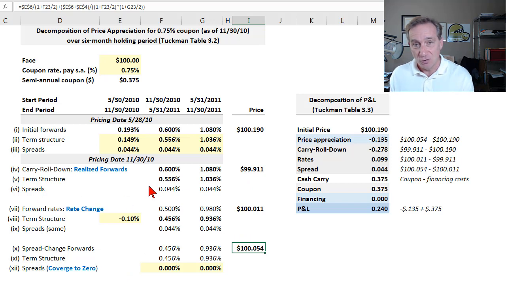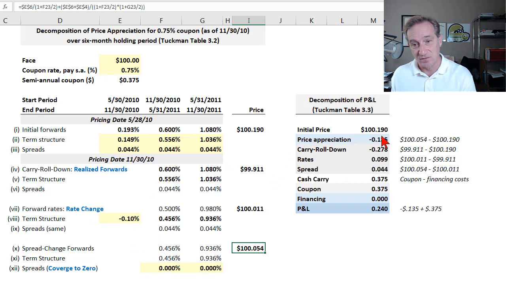One, only the passage of time under some scenario assumption, either unchanged term structure or instead what we used here, realized forward. Second, due to a shift in the risk-free term structure that we'll call market risk. And third, due to a widening or narrowing of the spread that we'll call credit risk.